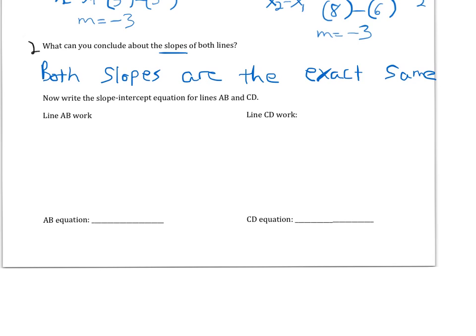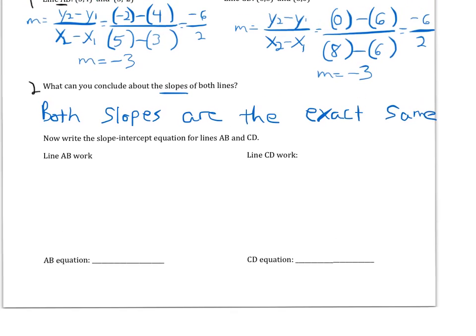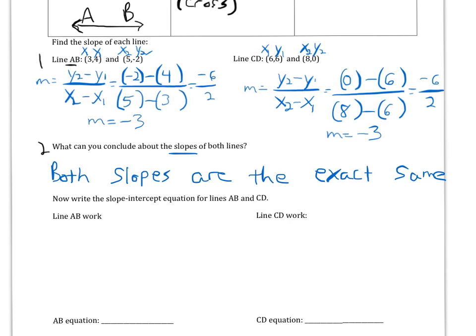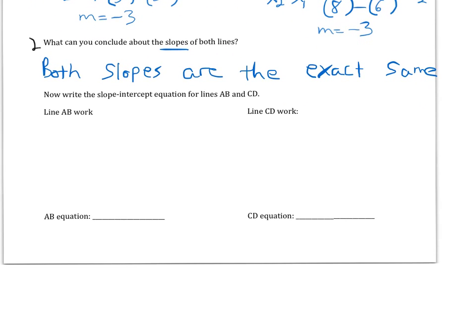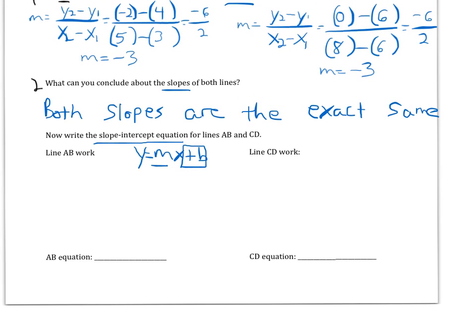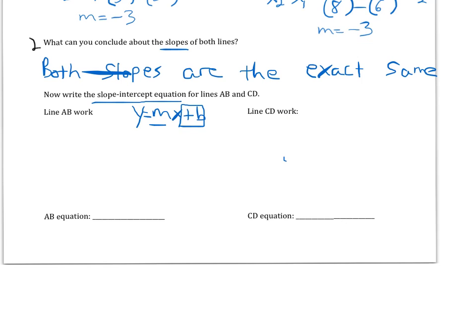It says now write the slope-intercept equation for lines AB and CD. If we look back up here, this first one is line AB, the second one is line CD right there. So we need to write the slope-intercept equation. What is that equation? Anytime you read that, you should be thinking, oh, simple. y equals mx plus b. What two things do you need to write the slope-intercept equation? You need the slope and the y-intercept, including the sign. Right up here, we already found the slope. We know that the slope of both of them is negative 3. So now all we have to do is solve for b. Let me erase that line real quick.